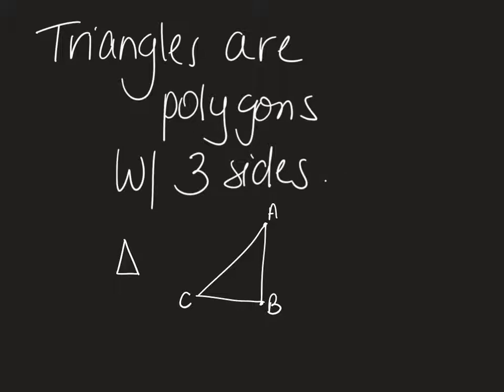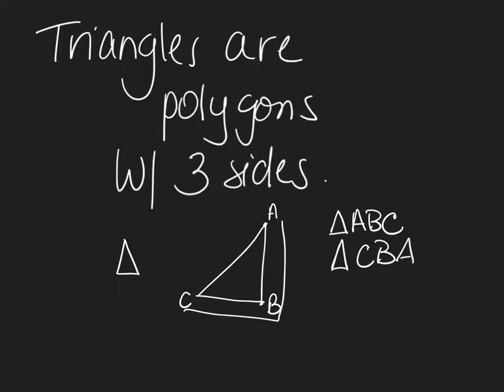And when you label or name it, this triangle would be triangle ABC, or triangle CBA. Those are the two best ways to name it. CBA or ABC, not BCA.